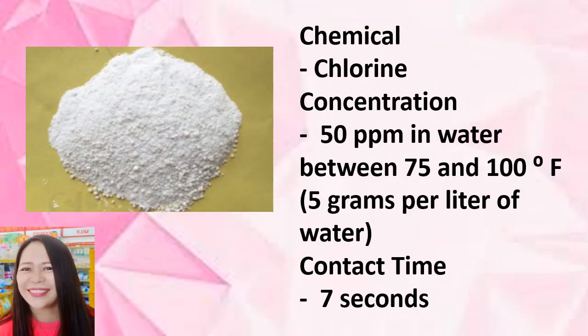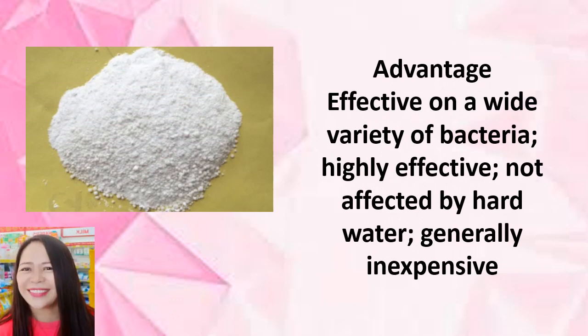Chemical: chlorine. Concentration: 50 ppm in water between 75 and 100 degrees Fahrenheit, 5 grams per liter of water. Contact time, 7 seconds. Advantage: effective on a wide variety of bacteria, highly effective, not affected by hard water, generally inexpensive.